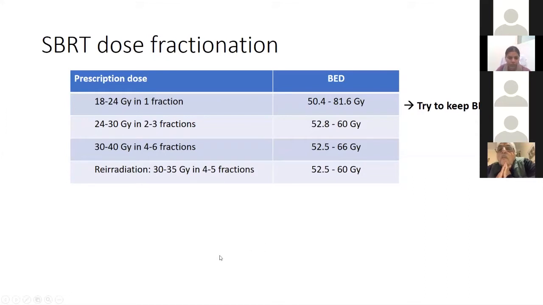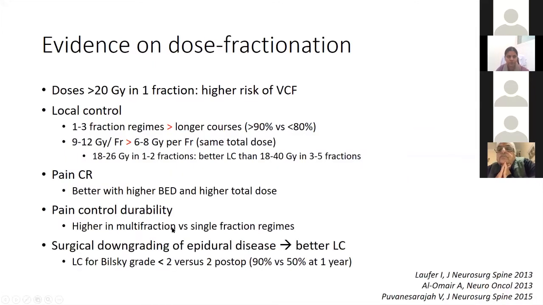For dose fractionation, the earlier studies started with 24 gray in single fraction. They had good control rates, but they also had higher rates of vertebral body compression fractures. And it was determined that if you give doses more than 20 gray, the chances of vertebral fractures are higher.